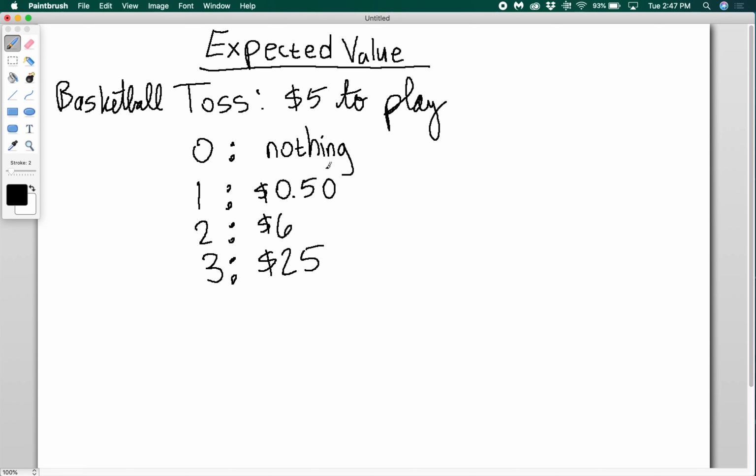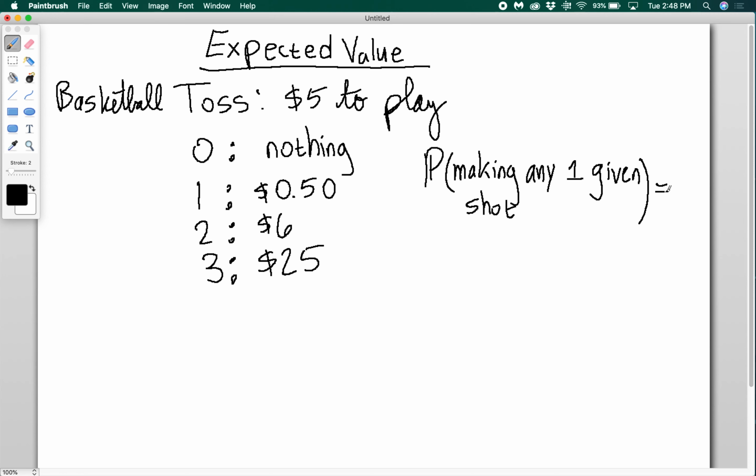if you get the corresponding number of baskets. And we'll also say that the probability of making any one given shot, so I just put you up to the stand and say, okay, go, the probability it goes in is 0.3. Because it's a carnival game or a fair game, and these are always rigged. So your odds of getting it in are not very good.